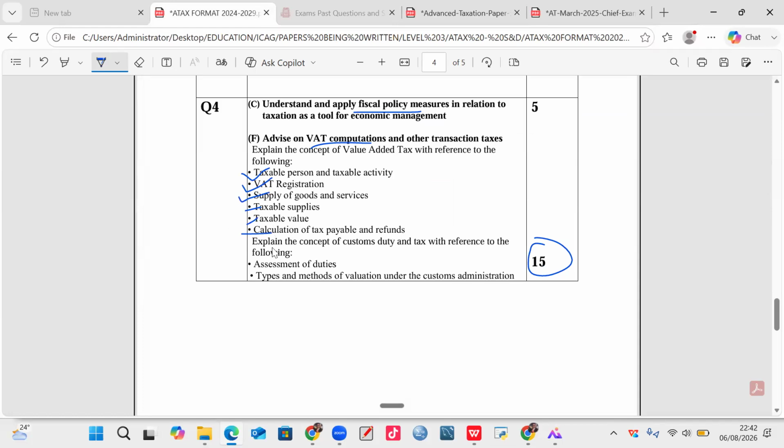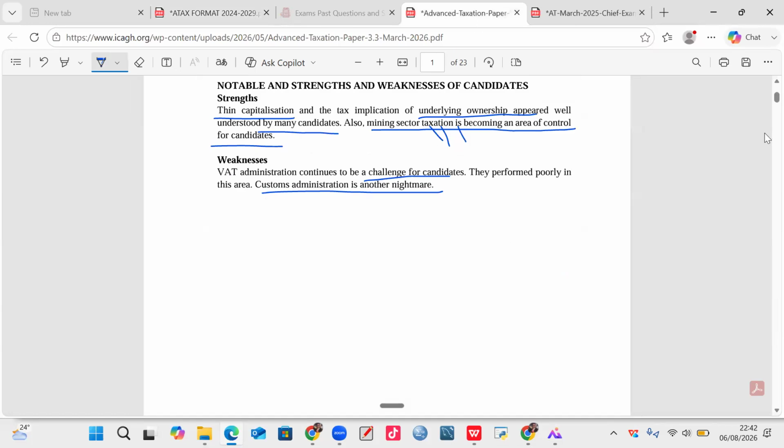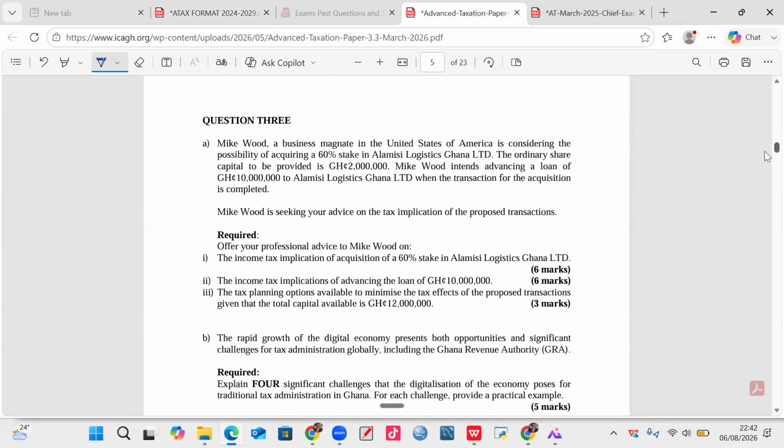Right? Explain the concept of customs duty. That's the customs, which he said is a nightmare, sorry. Customs duty and tax with reference to the following. Assessment of duties is computational. Types and methods of valuation under customs administration. Here, the types and methods, they could be theories plus computation. And it says here, students have difficulty with it, because sometimes we will prepare for computation, we will go and they are asking case studies with theories. Let's see what the question 4 has.